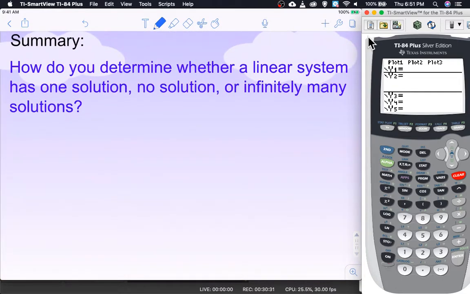Okay, summary. How do you determine whether a linear system has one solution, no solution, or infinitely many solutions? Do a little summary of the lesson if you could, please. How do you figure this out? What things do you look at and how do you make that determination? Go ahead and pause the video and give yourself a little summary. When you're ready to continue, hit play and we'll go through it together.